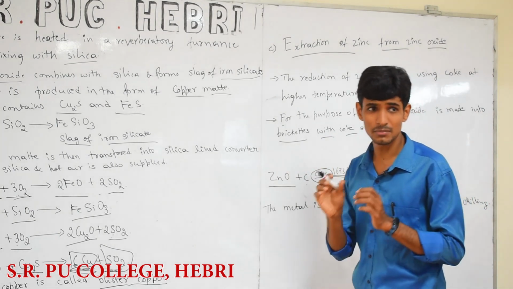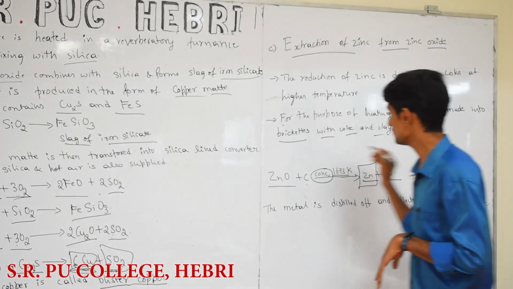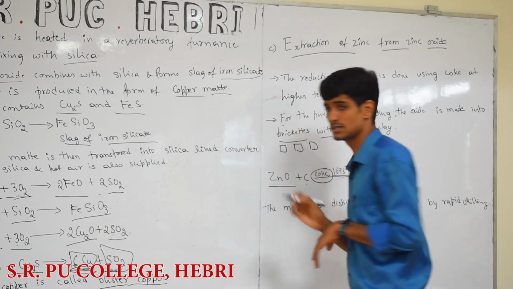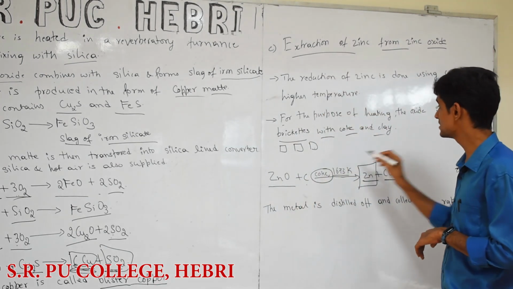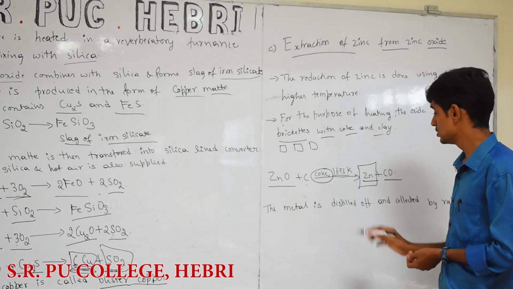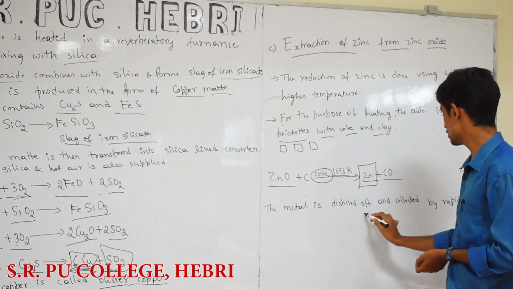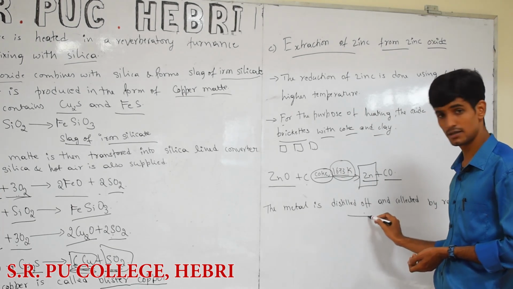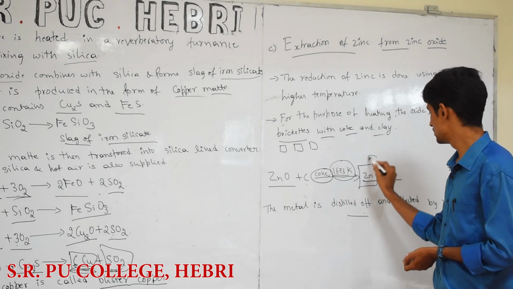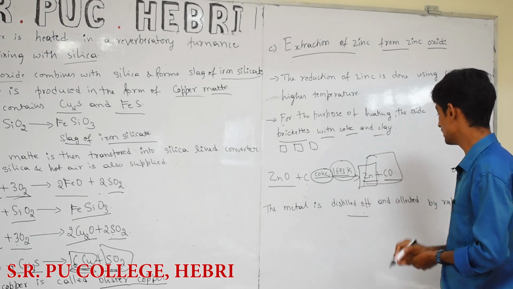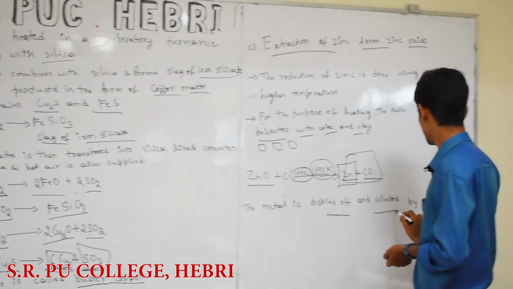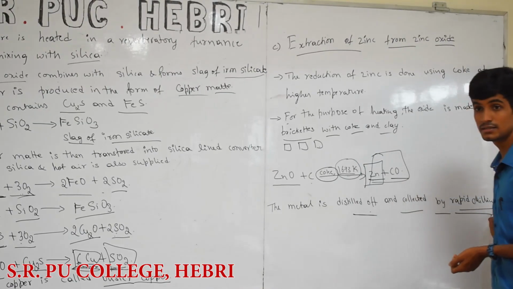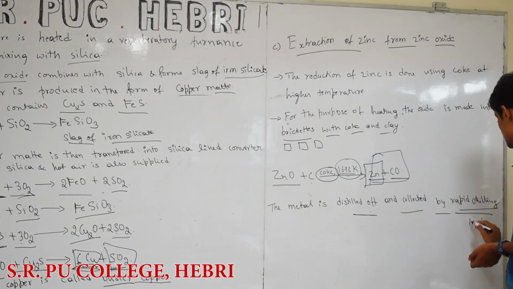This is nothing but small pieces like this, all mixed and made like this. So the metal is distilled off. At this higher temperature we get the metal in the liquid form. Then it is distilled off and collected by rapid chilling. Rapid chilling is nothing but a sudden decrease in the temperature.